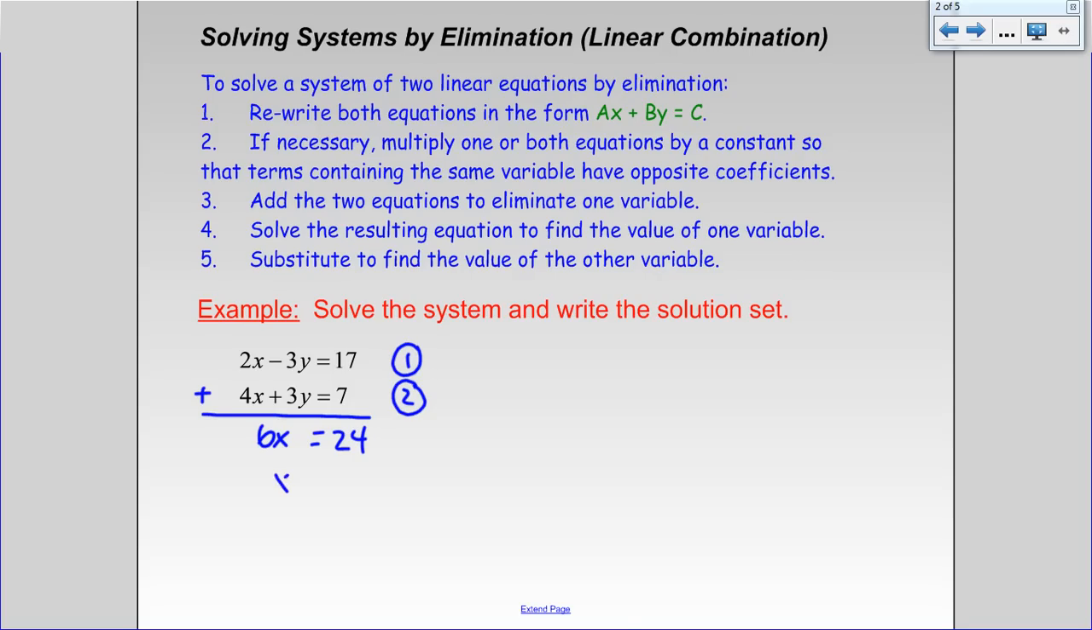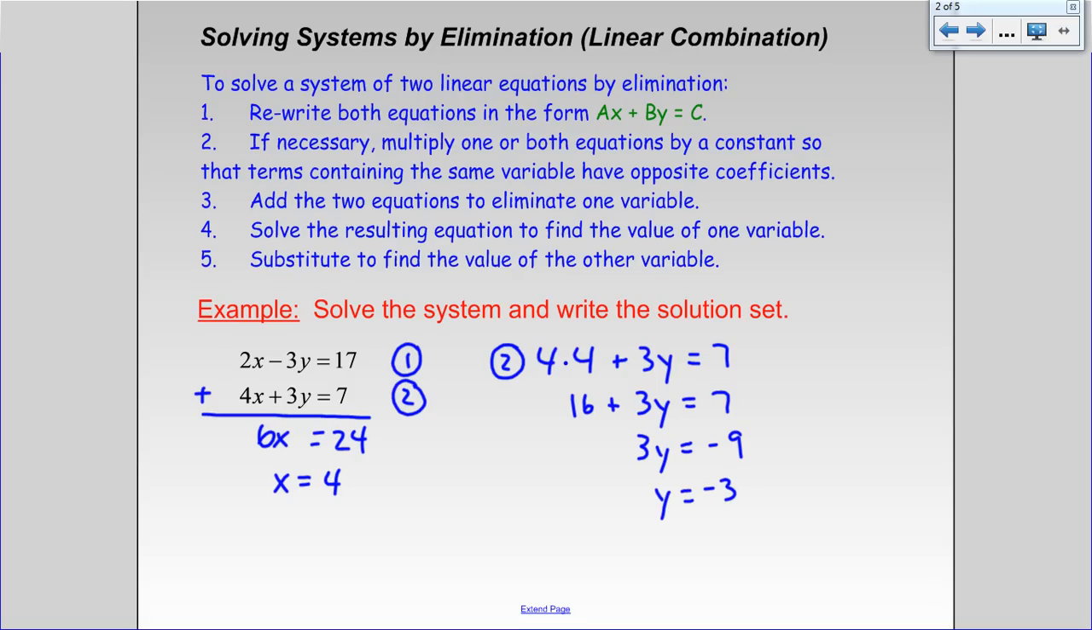Now we can solve for x by dividing by 6 on both sides to find that x equals 4. In order to find y, we may substitute back into either of our two original equations. Let's use equation 2. So 4 times 4 plus 3y equals 7, or 16 plus 3y equals 7. Isolating the variable, subtract 16 on both sides. 3y equals negative 9. And then divide by 3 on both sides. So y equals negative 3.